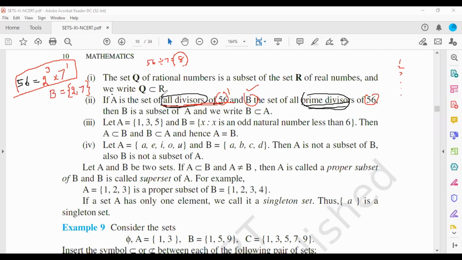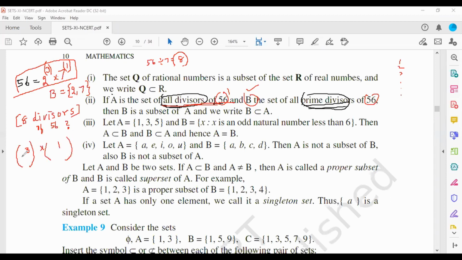How many divisors did I tell you? I told you there are 8 divisors of 56. How did I tell you? It is not any astrological magic. This is nothing but looking at the power of 2 and the power of 7. What are the powers? 3 and 1.